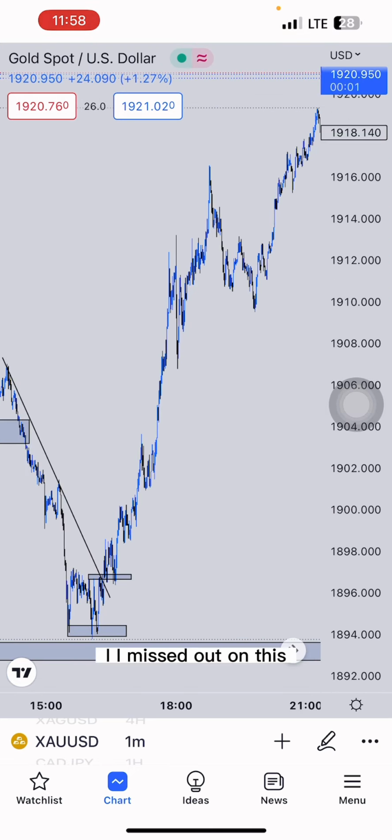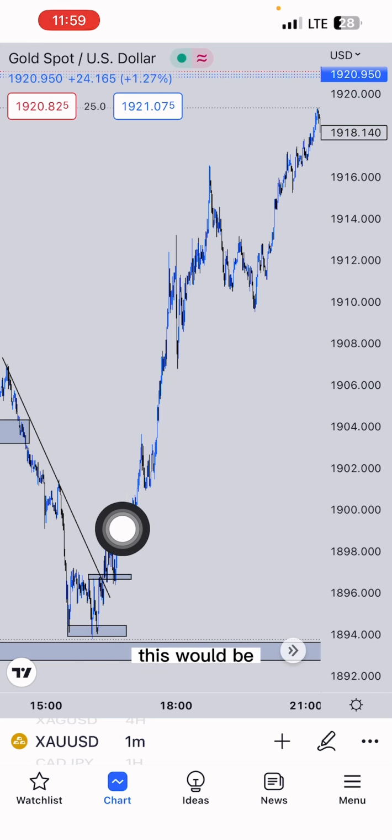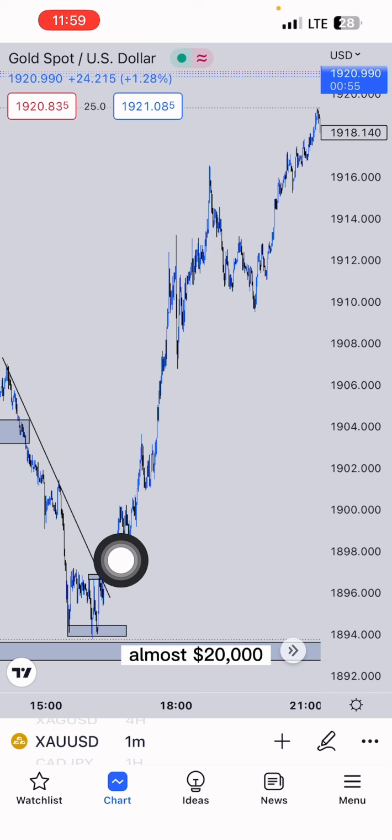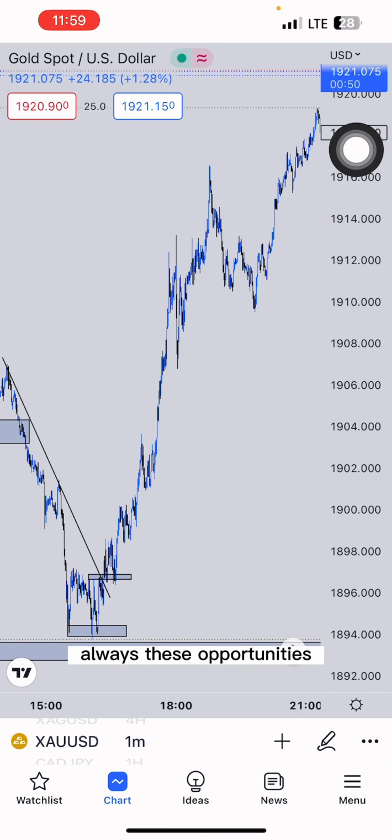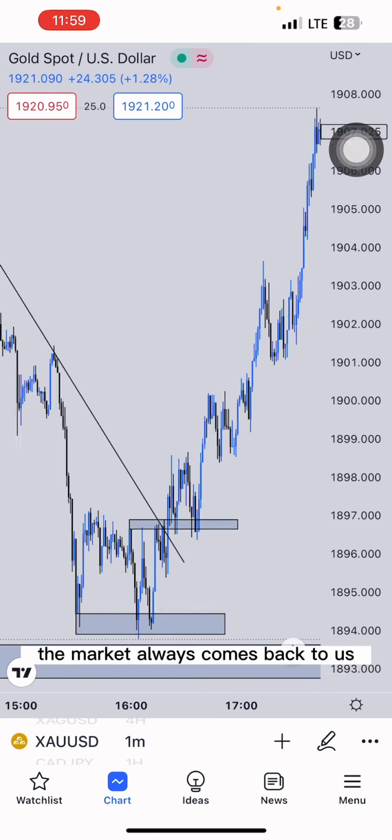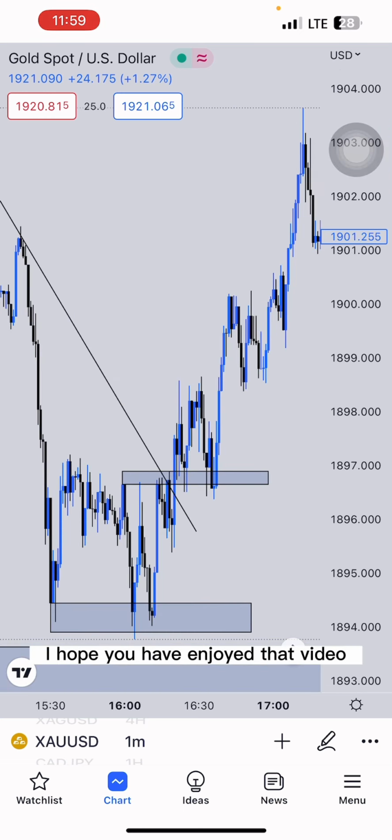I missed out on this big move right here. This would be the move of the month. I would be taking home almost $20,000 if I had kept on holding my trade up to here. But again, guys, always these opportunities come back to us. Whatever is happening in the market always comes back to us. But again, guys, I hope you have enjoyed that video.